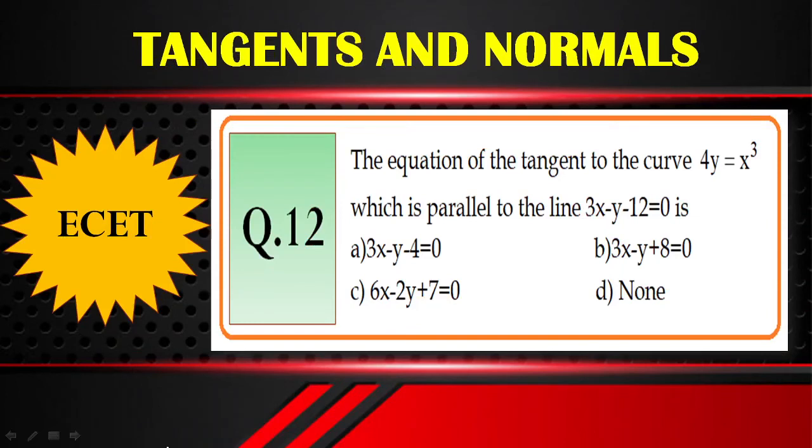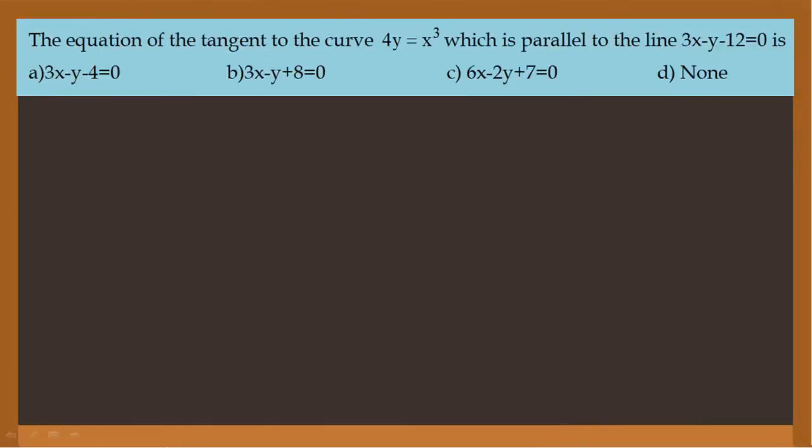Dear students, see the question number 12. Read the question and write it. The question is, the equation of the tangent to the curve 4y = x cube, which is parallel to the line 3x - y - 12 = 0 is, options are 3x - y - 4 = 0, 3x - y + 8 = 0, 6x - 2y + 7 = 0, none.